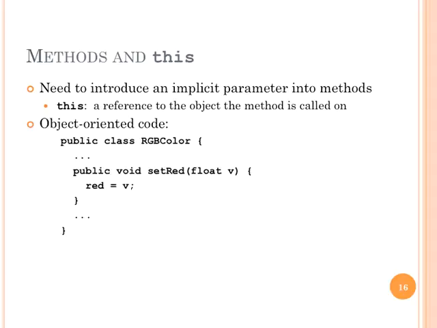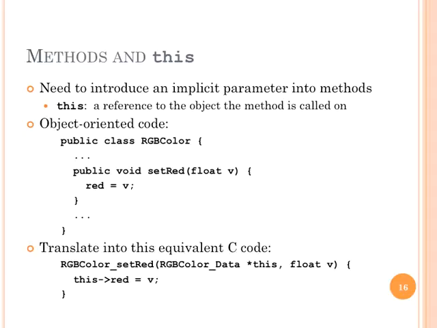So if I have something like setRed, and inside the implementation I say, well, my red member is going to be set to whatever value v is passed in, then I just translate this into some C code that looks like this. RGB color underscore setRed, so we have some name mangling, which also occurs in C++. And I pass in an RGB color data struct, and I'll call it this. And then I also have my float v, and I say this arrow red equals v. Okay. Really simple translation. And this is exactly how object-oriented languages work.